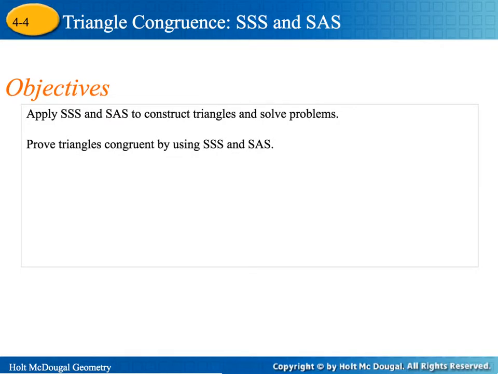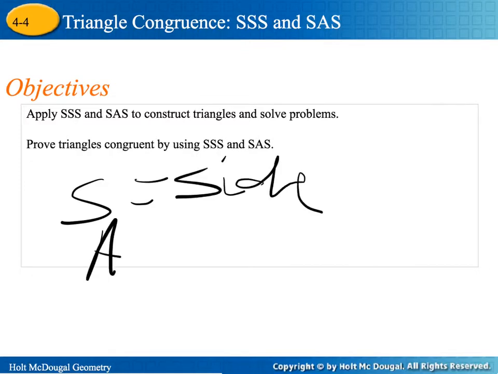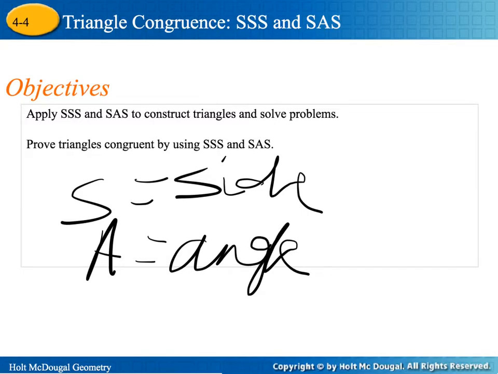Alright, what these S's and A's stand for: S stands for side, A stands for angle. Last section we used all three sides and all three angles in order to prove the two triangles are congruent. So we used a total of 6 pieces of information. Now we're just going to use either the 3 S's or the 2 S's and an A. And you'll see how that makes it a lot easier. So we're only proving 3 sets of information instead of all 6.